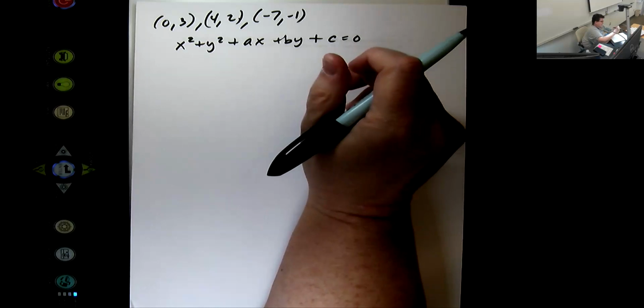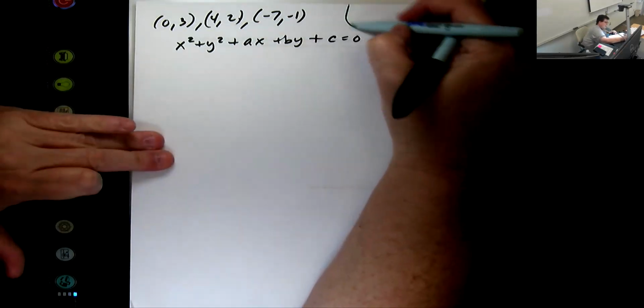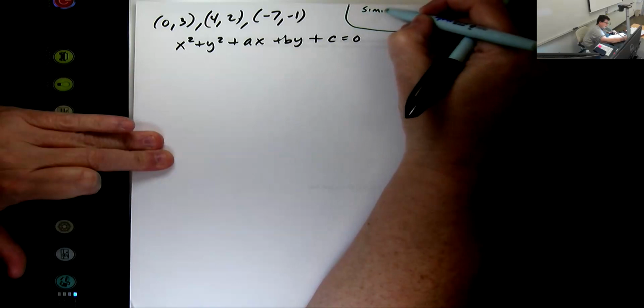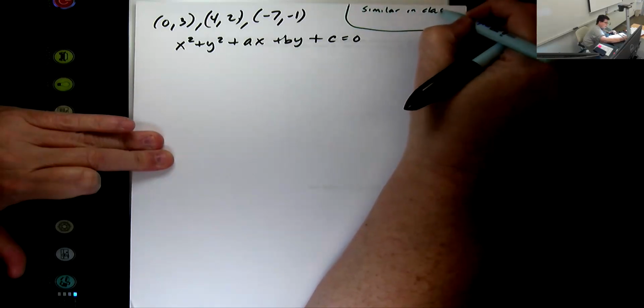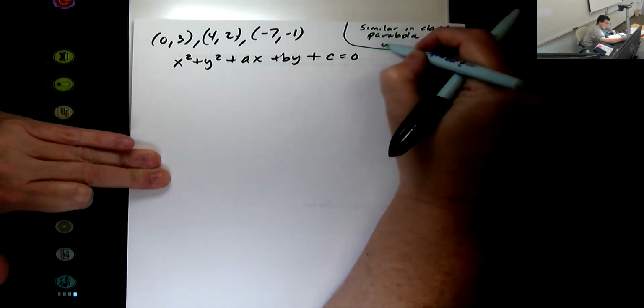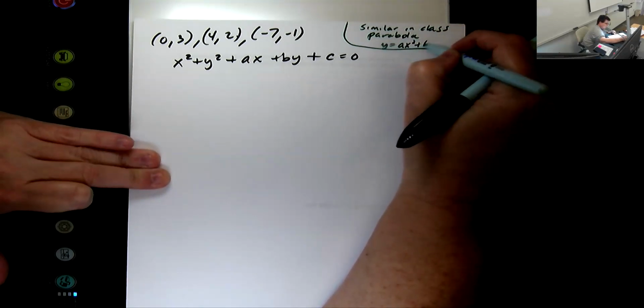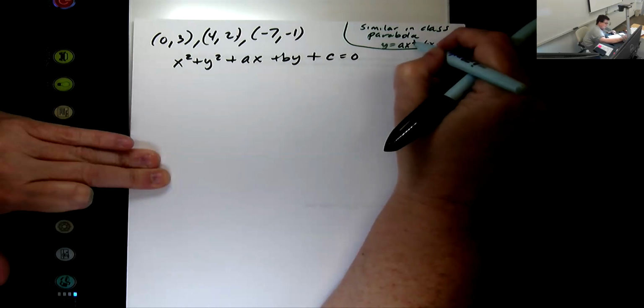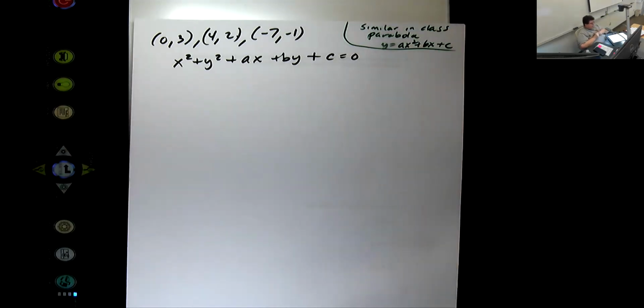Now, we did something similar to this. What we did in class was for a parabola, y equals ax squared plus bx plus c. A, b, and c were for different things there. But the way we tackled it is the same. We're going to plug in our 3 points and get 3 equations.